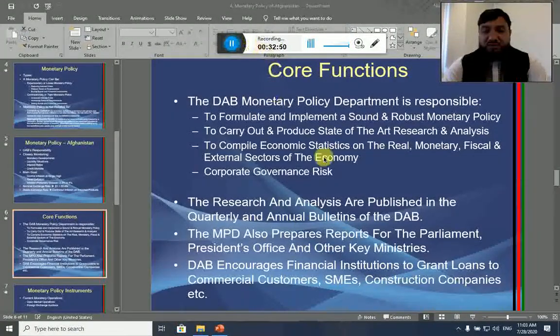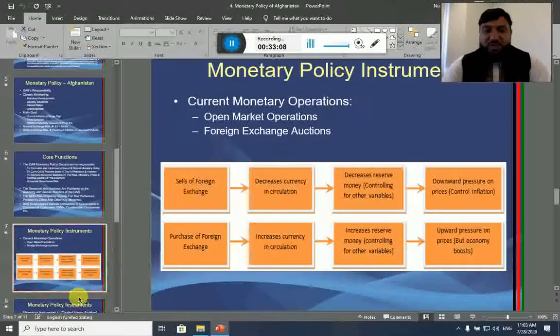In order to encourage the economic activity in the market, followed by the job creation in the market. So monetary policy also has a role in production of jobs in a country, right? Okay, now let's talk about the monetary policy instruments.